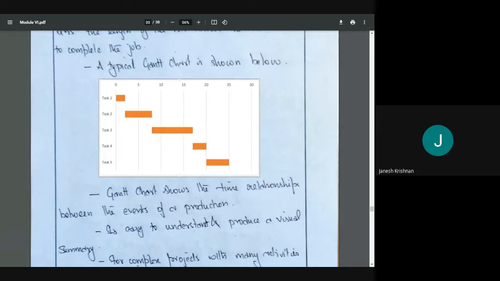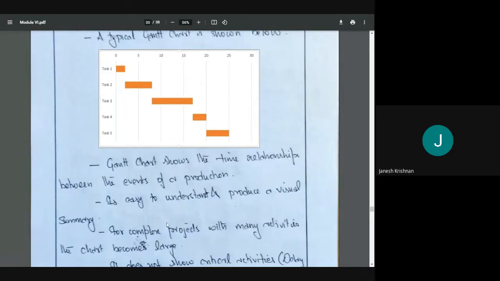Sometimes these tasks may overlap. I may be doing electrical work, and at the same time my plumbing works may also happen. So tasks can overlap also. The Gantt chart shows the time relationship between the events of a production. It's easy to understand because we can see it visually. Just by looking at this chart, I can see the work will be completed on the 25th day. If I know what tasks 1, 2, 3, 4 and 5 are, then I know when I have to allocate the person. Task 4 starts only on the 16th day, so the person who has to do task 4 should come in only on the 16th day.